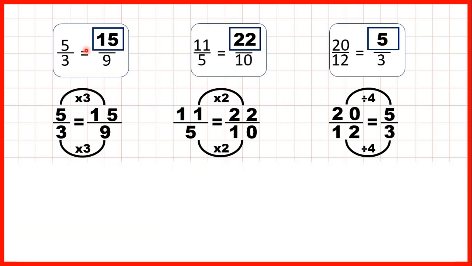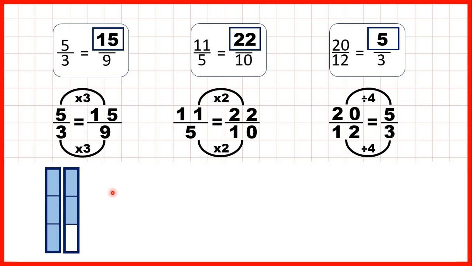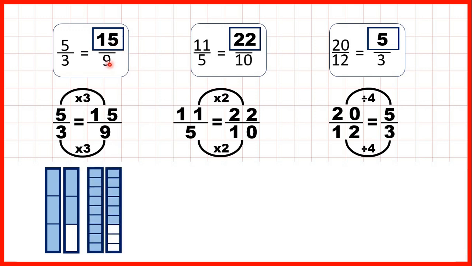And we can see that though the numbers are different in the equivalent fractions, the fractions are the same size. So we can show 5/3, because remember, if we've got a whole fraction bar split into 3, then each of the pieces is 1/3, and we can see that we have 5 of them. But we can see that that's equivalent to 15 ninths, because if each of our fraction bars is split into 9 pieces, then we need 15 of those pieces to have the same amount shaded as we had with 5/3.